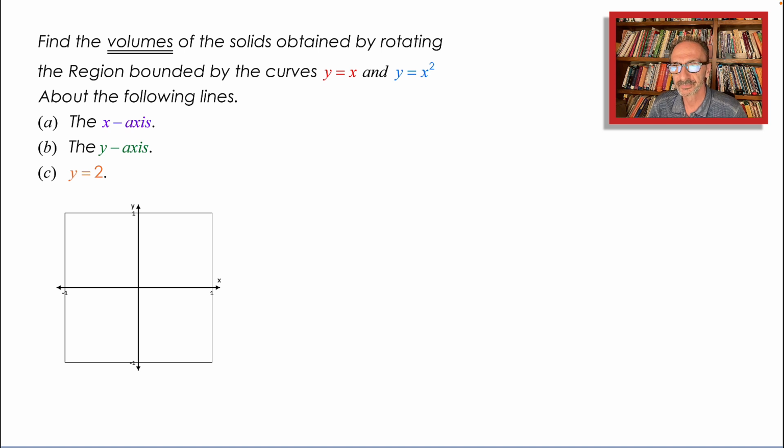Let's get started. To find the volumes, let's start with part A. Part A is about the x-axis. To do that, let's do the graphs. And we do have the graphs: y equals x in red, so that is y equals x, and y equals x squared is in light blue. This is y equals x squared.